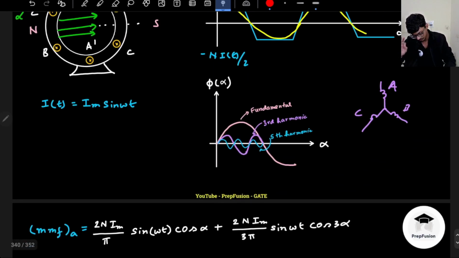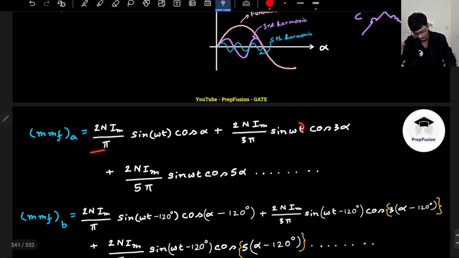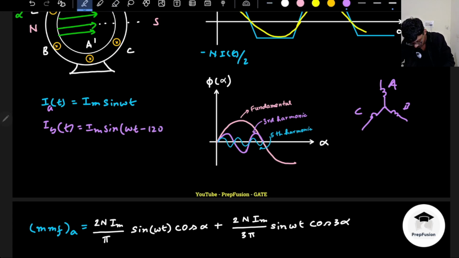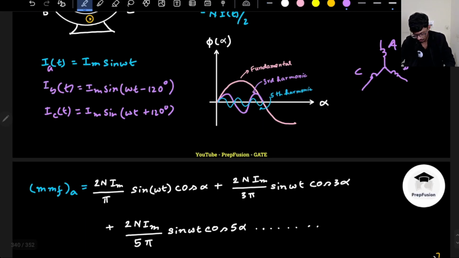So in this current, I have just replaced I with Im sin omega t for phase A. What is the current for phase B? This is the current for phase A. For phase B it will be Im sin(omega t minus 120). For phase C it will be Im sin(omega t plus 120). So that is what I am replacing over here.